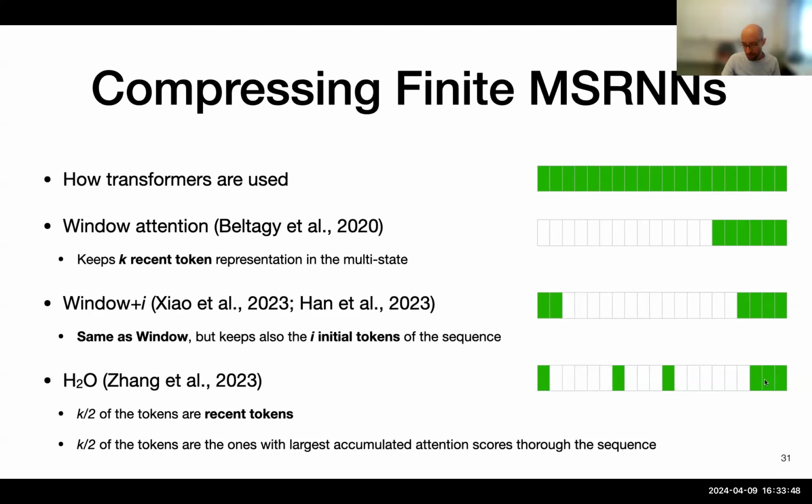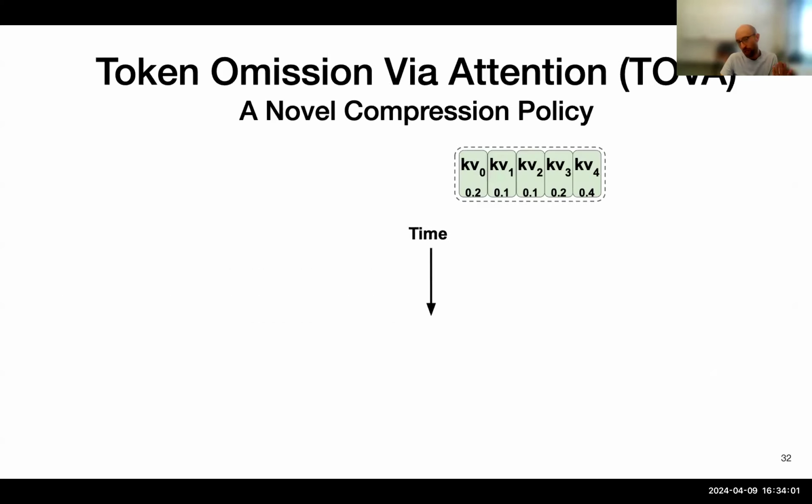So you have, these are fixed, and the attention mechanism is used to select which tokens are being used. So these are different compression policies, and I want to show you another policy that we introduced, and I'll show you that it works better than the previous policies. What we do is we also use the attention mechanism, but in a different way.